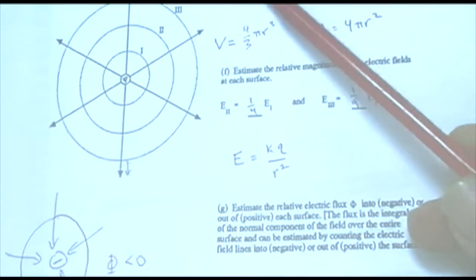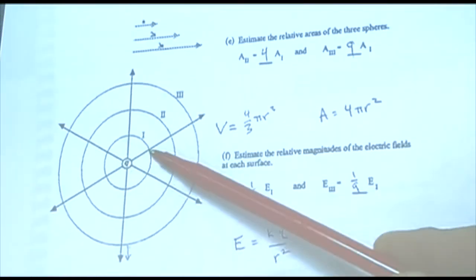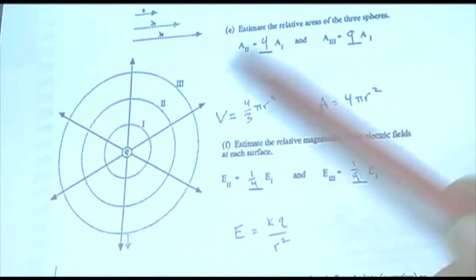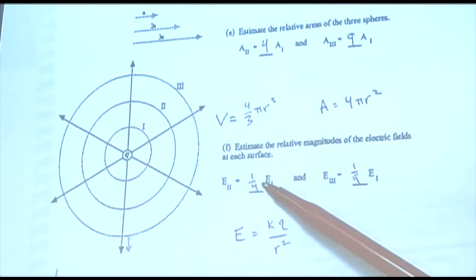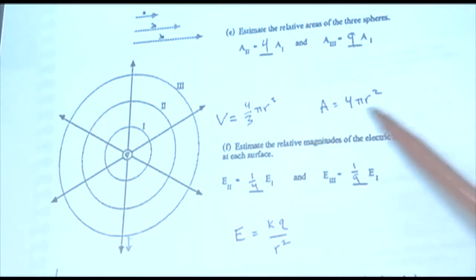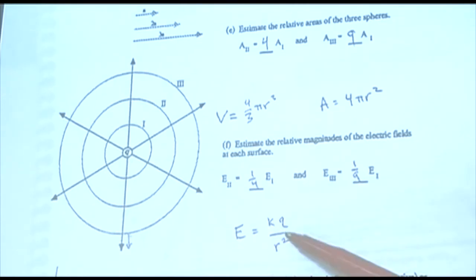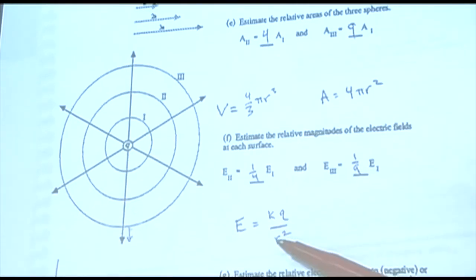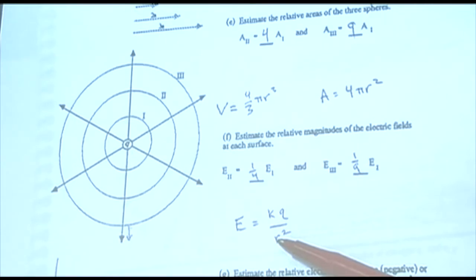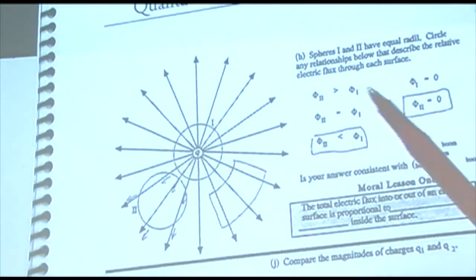The surface area increased as we went out to bigger and bigger radii. The electric field dropped off, but the area increases as r squared, and E decreases as r squared. So when you multiply those two effects together, you get the same flux every time. And that's what's happening here.